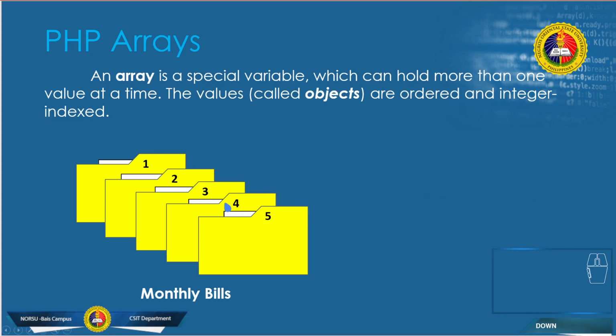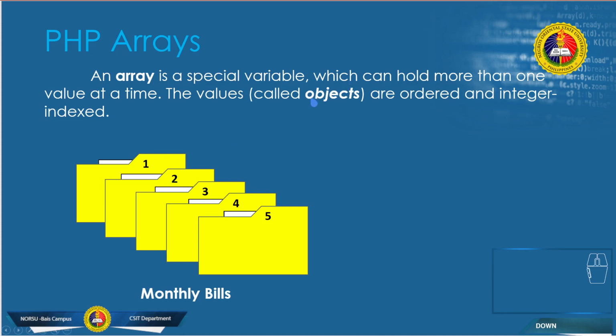So now that you've stored your bills on specific folders, you can also pick them out. Let's say I want to review my bills for, let's say, mortgage. So I'm just going to open up folder number 2, right? So basically these folders are numbered. If you can see, these folders are numbered because arrays are ordered and integer indexed, meaning the folders are given numbers. So you just have to open a specific folder.